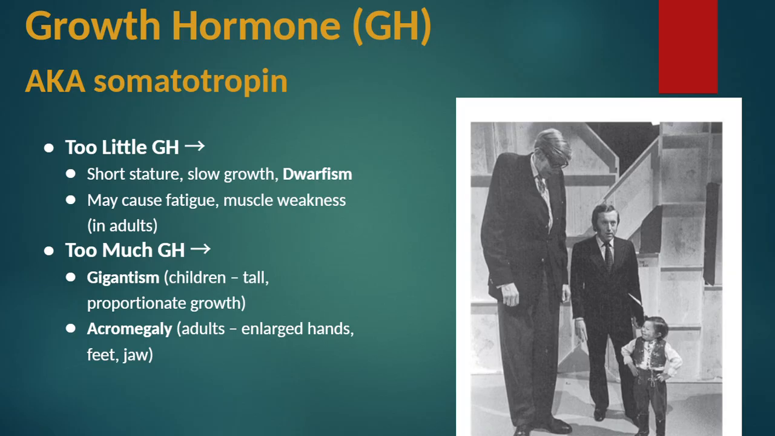When you think of growth hormone disorders, remember this. Too little growth hormone results in short and small, dwarfism, while too much growth hormone results in large and long, gigantism or acromegaly. The photograph on the slide illustrates the dramatic difference in stature caused by these two opposite disorders.